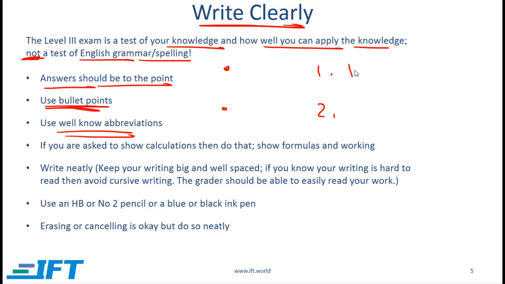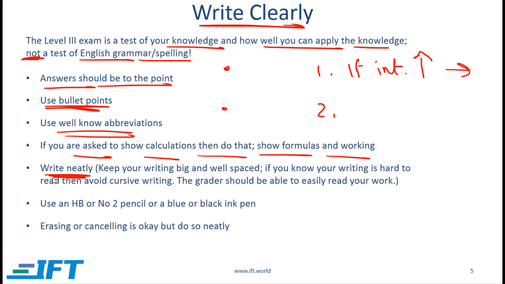So you can say that if interest rates go up, then what happens? So well-known abbreviations like this can be used. If you are asked to show calculations, then do that. You should show your formulas and working, especially if the question says that you need to show your working. The point here is that even if you get the answer wrong, but you've given the formulas or you have shown your working, then chances are that you will get some partial credit.